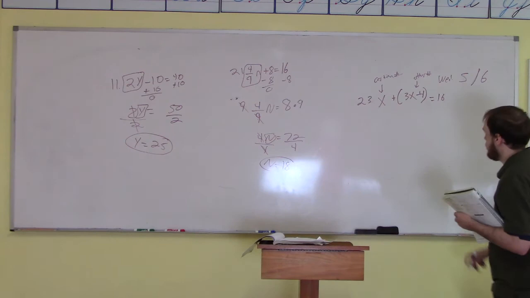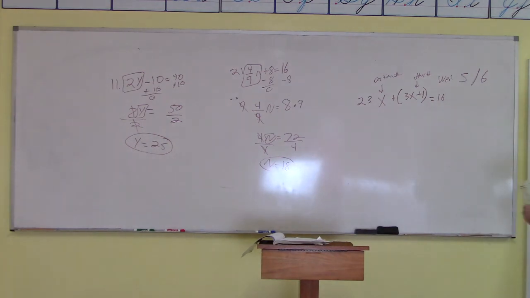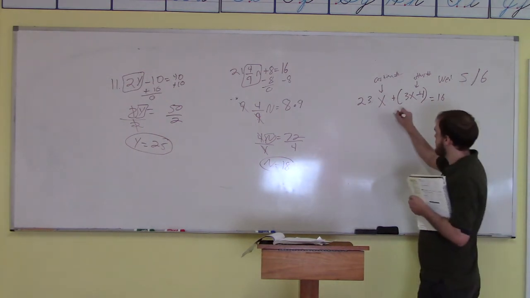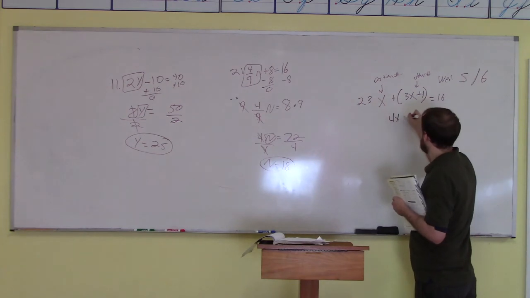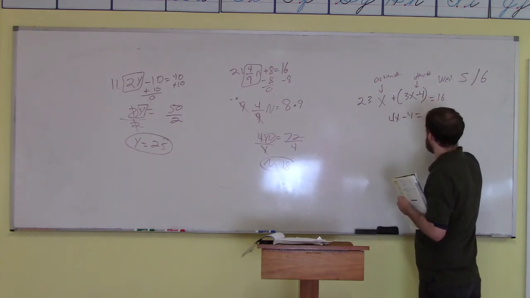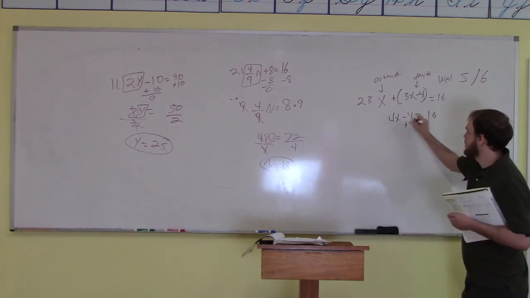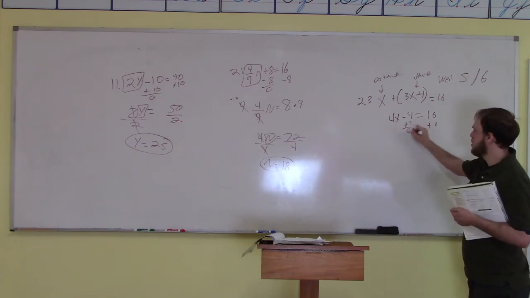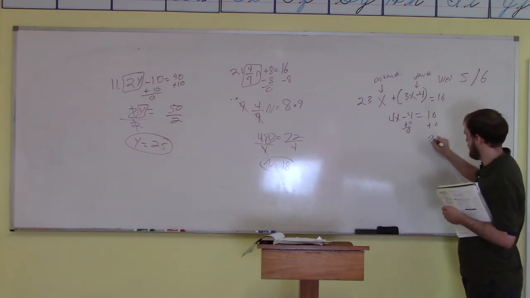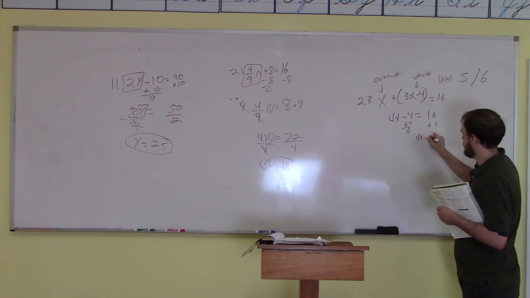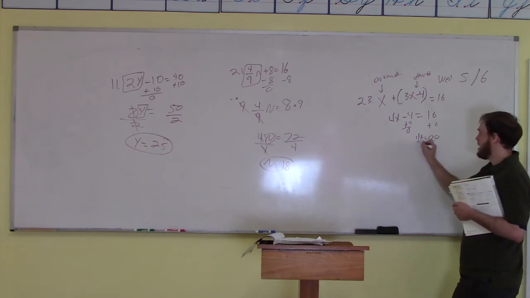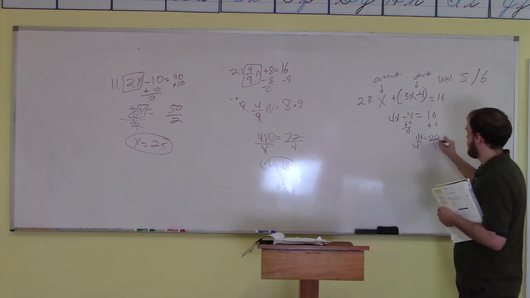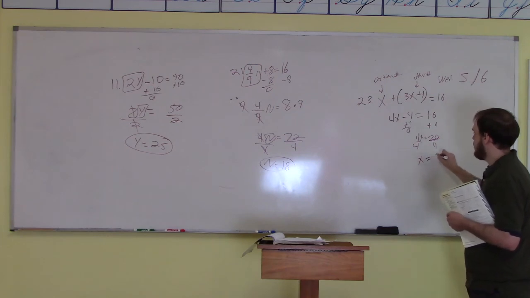From that point, you just solve and combine like terms. x and 3x combine to give me 4x, minus 4 equals 16. Then add 4 to the other side. That gets this to 0 and this to 20. So I have 4x equals 20. Then I divide by 4, and x equals 5.